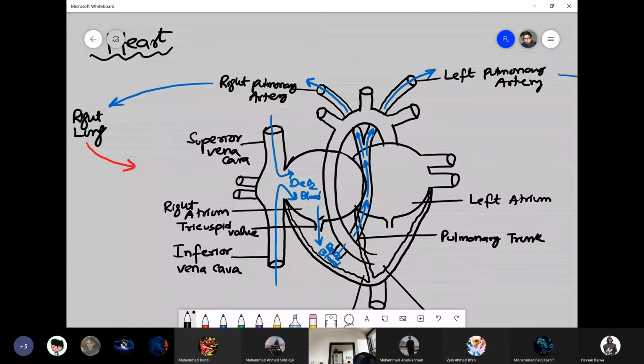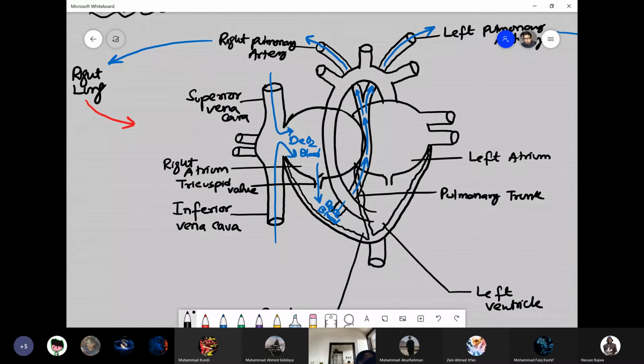The blue lines which you are seeing, this is what? Deoxygenated blood. Okay? I am intentionally making it with the blue color. Understand? So the blue lines, this is all deoxygenated blood.